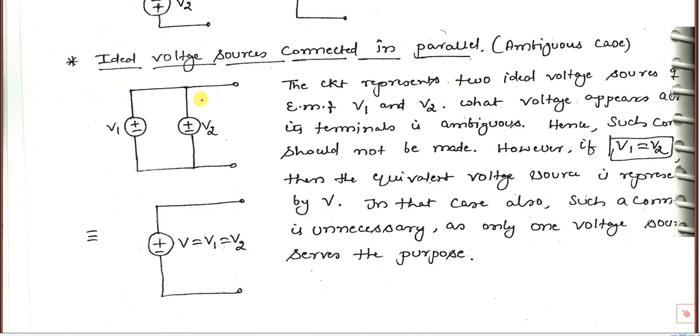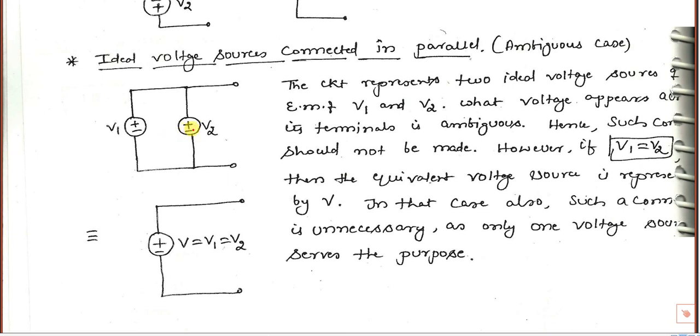What happens if I connect two ideal voltage sources in parallel? In parallel, the voltage remains the same. If you have two voltage sources of different values, for example 5 volts and 10 volts, and I connect them like this, it is illegal because in parallel the voltage should be the same. It is possible only when V1 and V2 are both 5 volts. Otherwise we cannot connect like this.